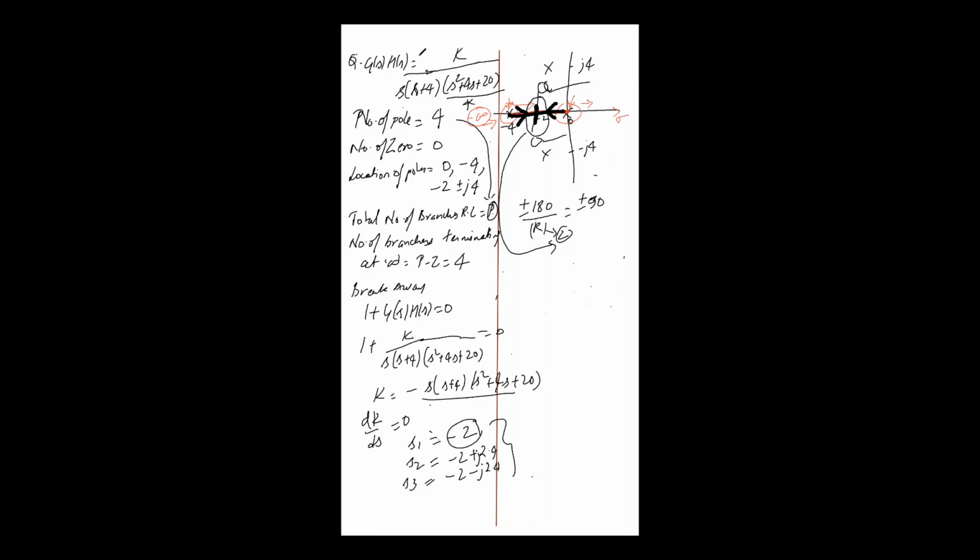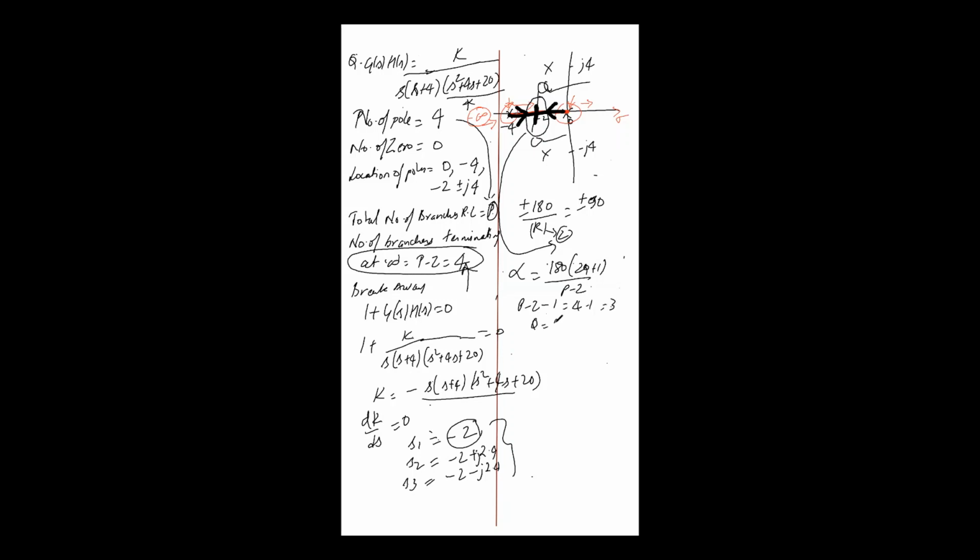So next, we will find out there will be 4 branches which will be terminating at infinity. Right. So we need to find the asymptotes. Angle of asymptote is 180 degrees upon P minus Z. P minus Z is 4 minus 0, which is 4.